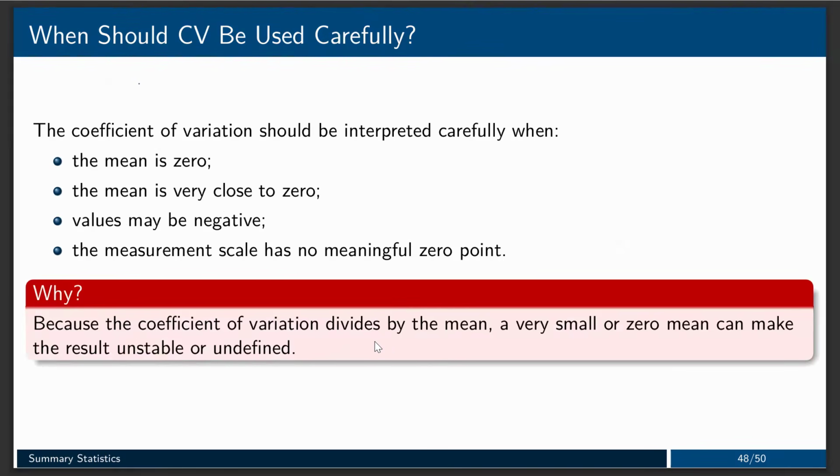When should the CV be used carefully? The coefficient of variation should be interpreted carefully when the mean is 0, or very close to 0, when values may be negative, or when the measurement scale has no meaningful 0 point. Because the coefficient of variation divides by the mean, a very small or 0 mean can make the result unstable or undefined.